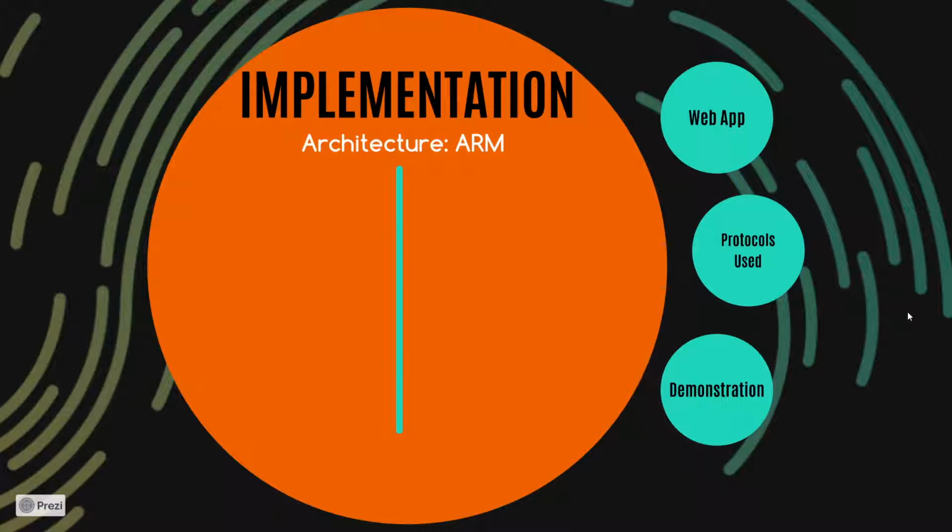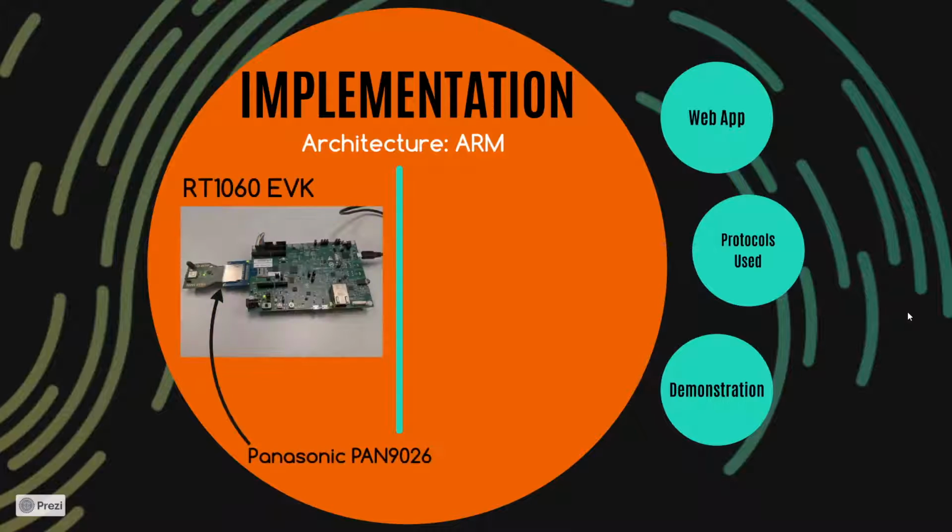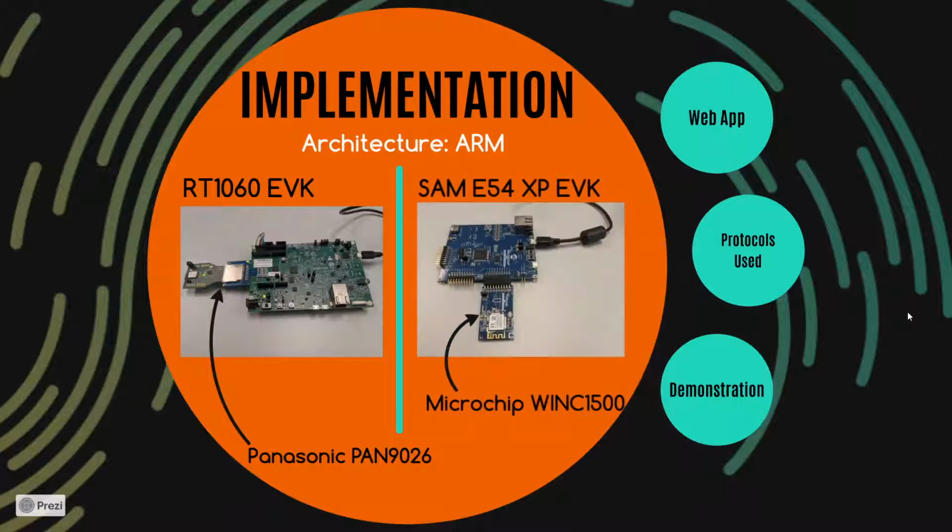Next, we'll talk about the project implementation. 2 different development boards were used to develop the firmware for this project. The first was the NXP RT1060 evaluation kit with a Panasonic Wi-Fi module. The second was the Microchip SAM E54 evaluation kit with the Microchip WINC1500 Wi-Fi module.